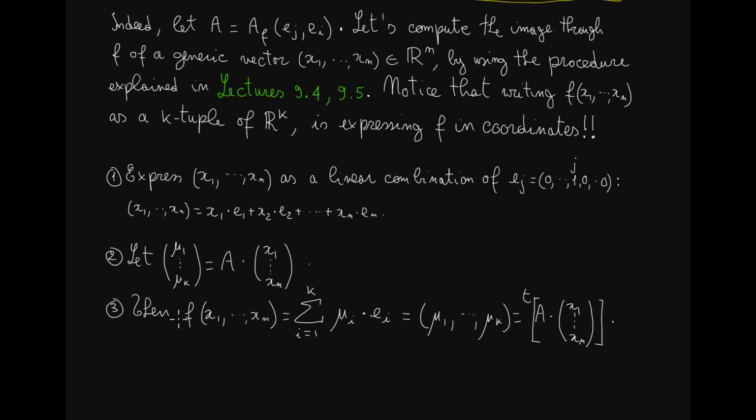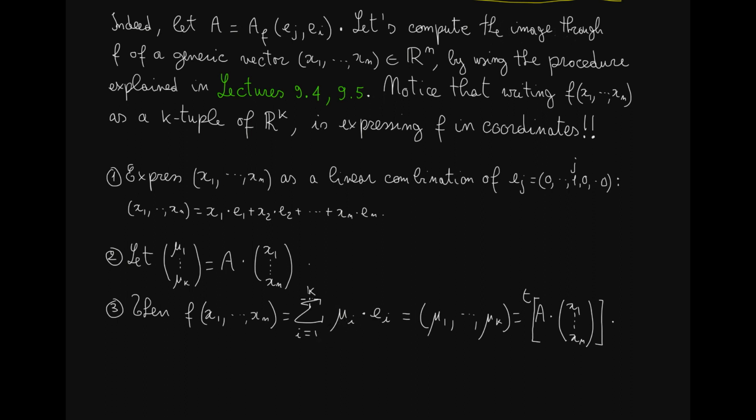Indeed, in step 3, we have that the image f of (x1, ..., xn) is going to be the linear combination with the mu i's times the basis of the codomain, which in this case is still the canonical basis. Okay, remember that we are looking at the associated matrix with respect to the ej and ei.